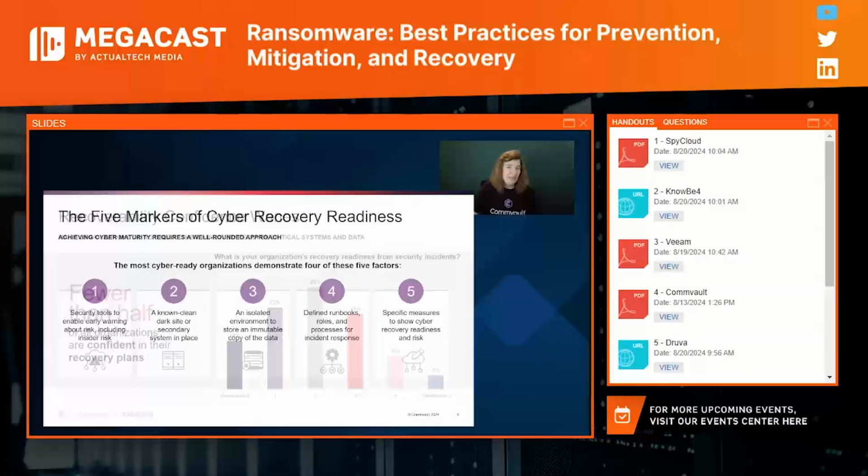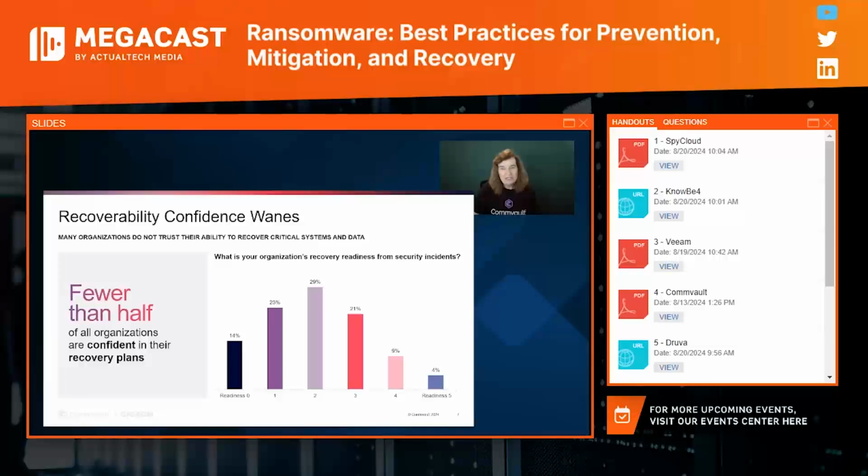Now, this is where things get interesting. Only 13% of the survey participants have 4 or all 5 markers in place, and fewer than half of all 1,000 IT and security leaders surveyed say they are confident in their recovery plans today. Remember, over 80% have been breached before, so this tells us that the majority that have been breached have had the opportunity to address weaknesses and gaps, but are still not confident in their ability to respond to the inevitable next breach. They need to take steps to increase their maturity in cyber resilience and readiness.